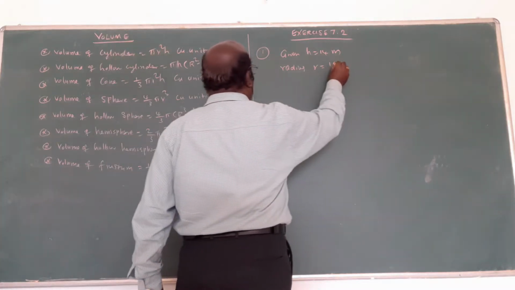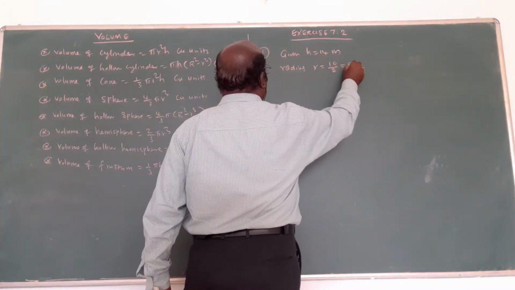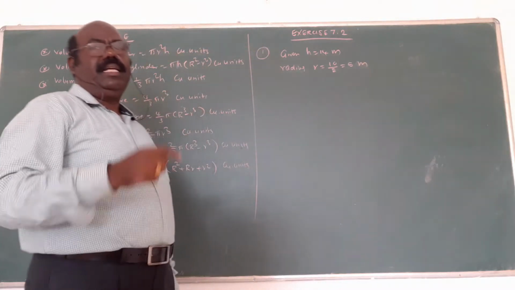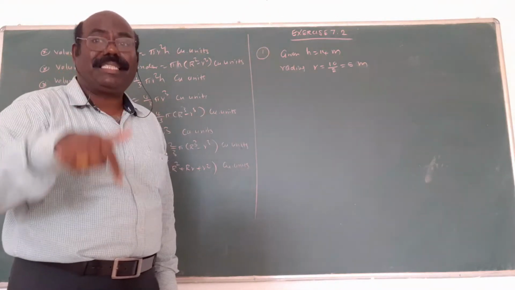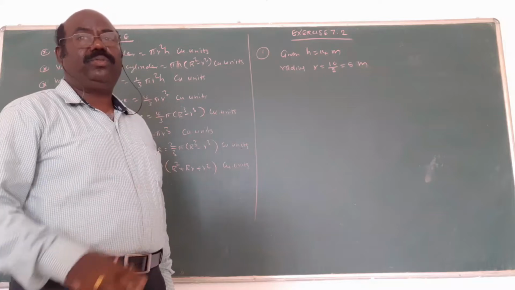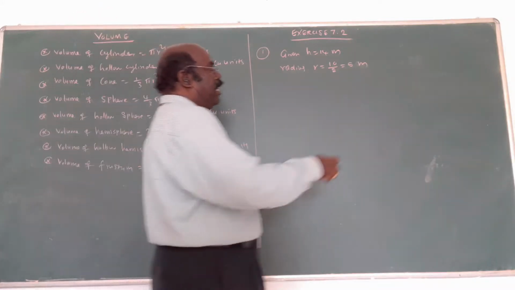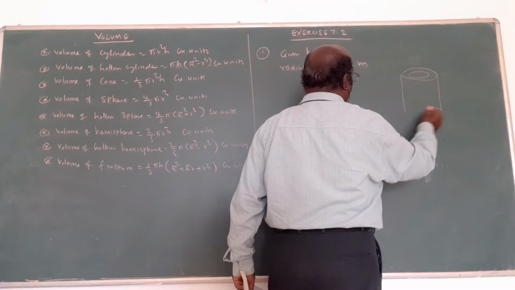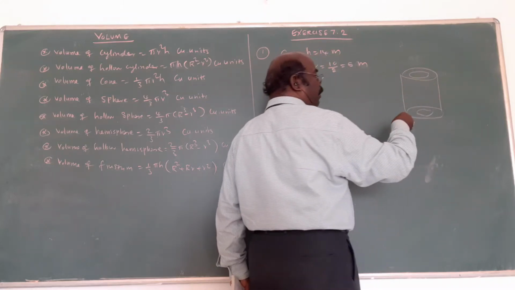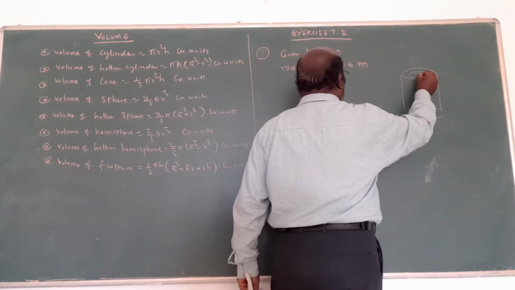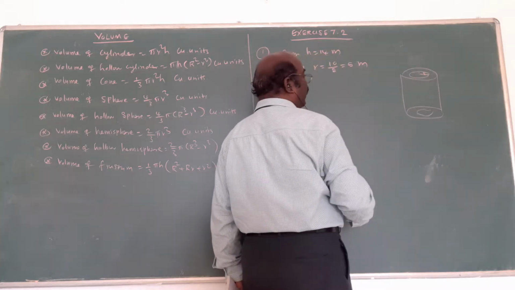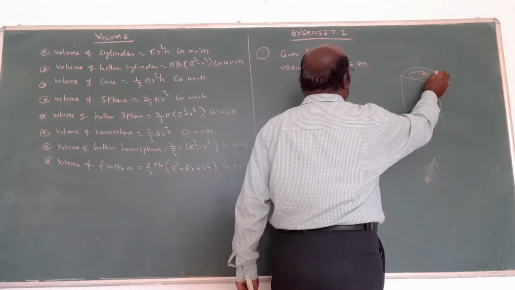Radius means 10 by 2, equal to 5 meter. This is very important. Radius will mean the right answer, but if the diameter is given, then we divide by 2. By using this idea, listen here, this is the form of a cylindrical well. Here, the radius is what? 5 meters given. The width is 5 meters given.